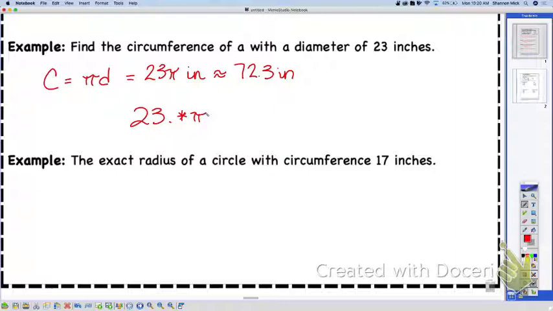Nearest 10? Yeah, or don't. Nearest tenth is fine, or whatever they give me.